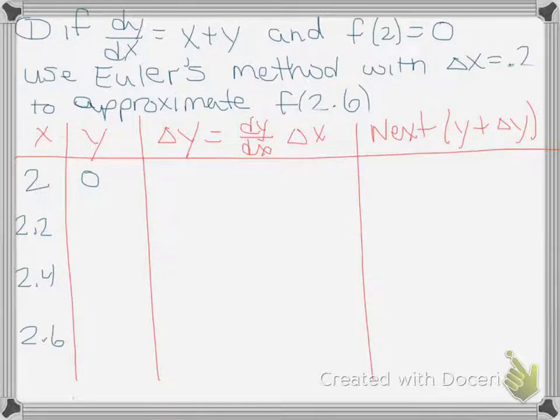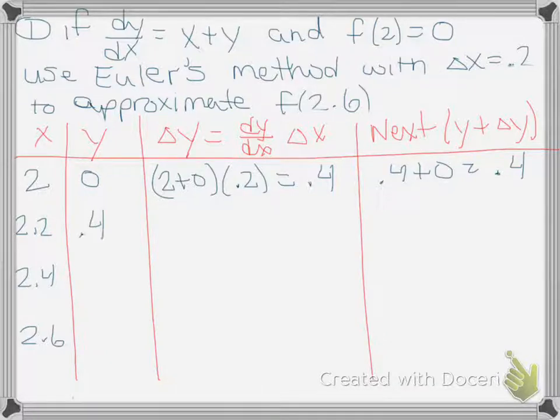So step 1, what we are going to do is take our (2, 0) x value and y value right here, and plug it into dy/dx: 2 plus 0. Then we have to multiply by our delta x, 0.2. That's going to give us our delta y, which is 0.4. Then we take our delta y, add it to our original y value, and we get our next y, and that'll come right down here to 0.4.